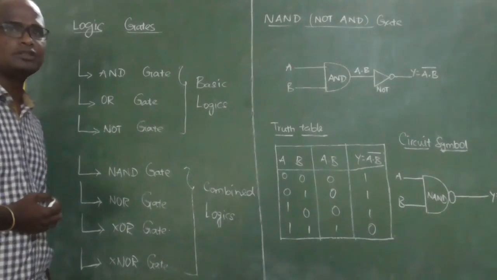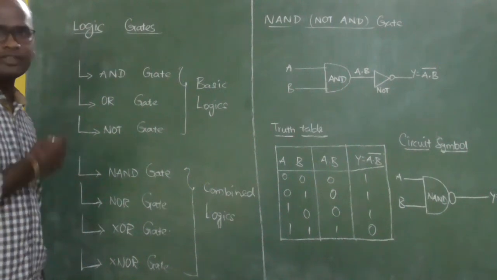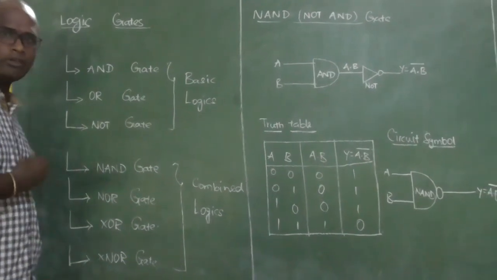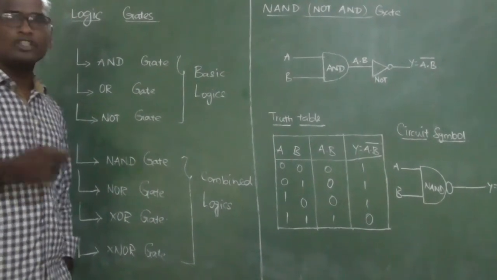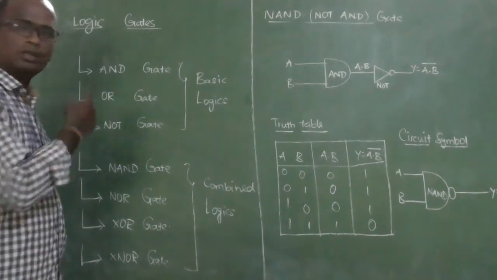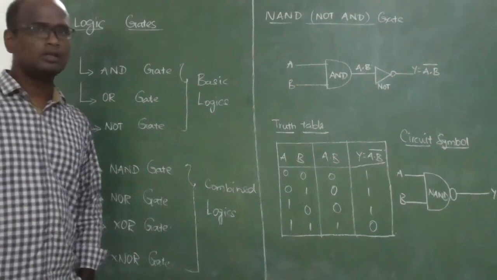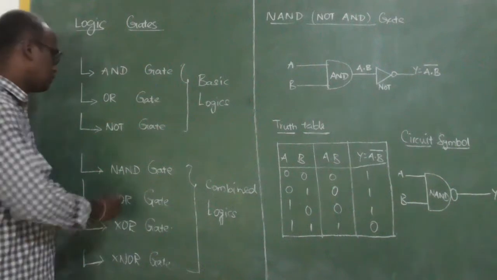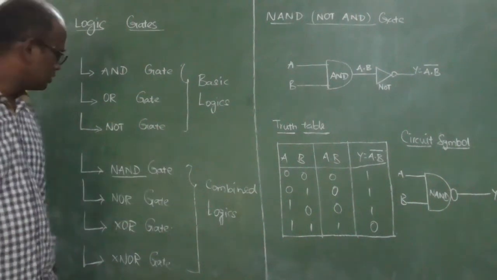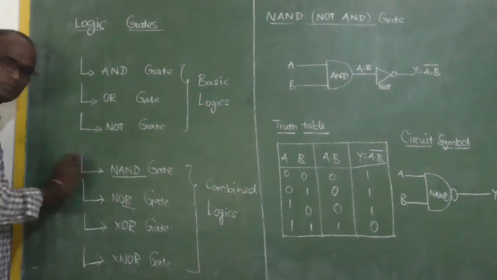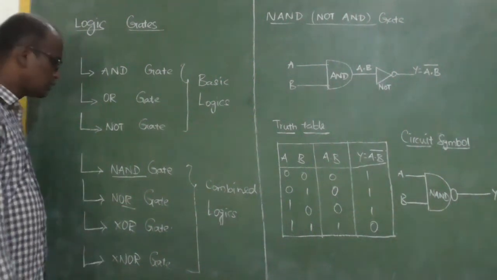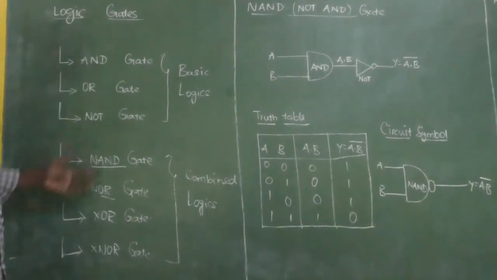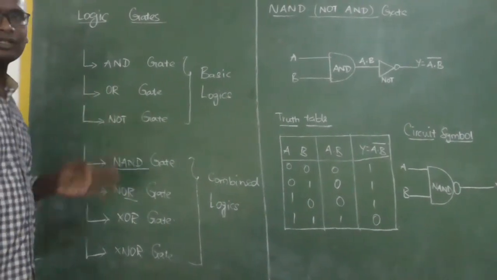What do combined logic gates mean? Any of the basic logic gates can be combined to produce some required logical operations. If we combine an AND gate with a NOT gate, we get the NAND gate as a combined logic gate. Similarly, an OR gate is combined with a NOT gate to produce the NOR gate. Then the XOR gate is a combination of all three gates to produce a special output condition.